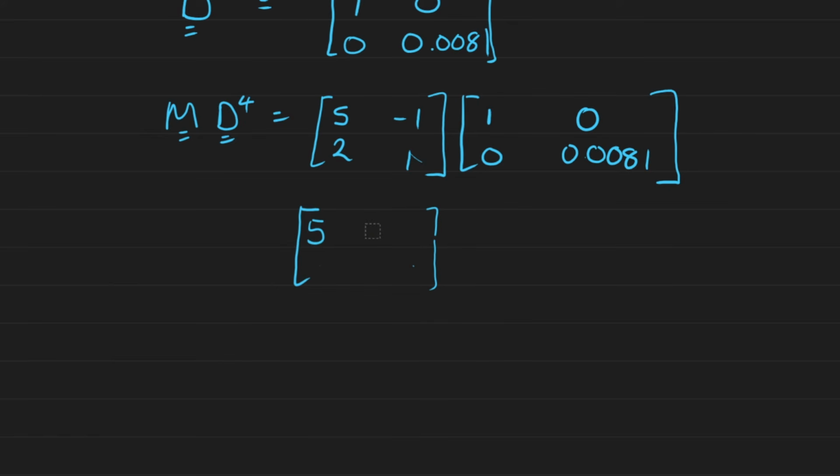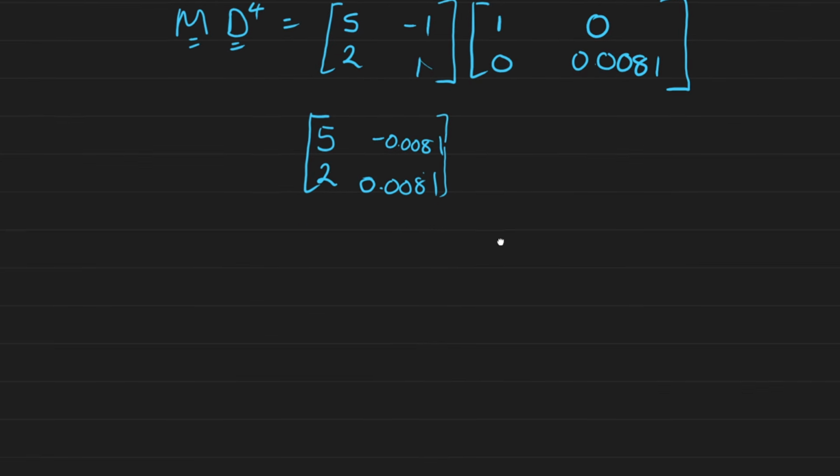Okay, there's an extra 0 here, so we have minus 0.0081, and then we're going to take row 2 multiplied by column 1. 2 times 1 is 2, and then 1 times 0, so that just gives us 2. And then row 2 times column 2, 2 times 0, then 1 times 0.0081 is just 0.0081. And then the last and final step is we have to apply that formula.